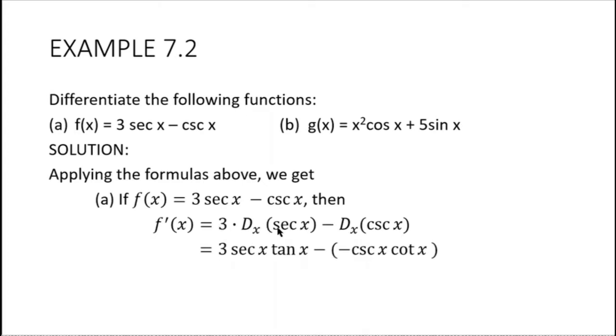Then, the derivative of secant x is secant x tangent x. So we now have the first term, 3 secant x tangent x minus, while the derivative of cosecant x based on our rule number 7, we have negative cosecant x times cotangent x. So for our final result, since we have a minus and a negative here, we can combine them and it becomes a plus. Our final result is 3 secant x tangent x plus cosecant x cotangent x. And that's it.